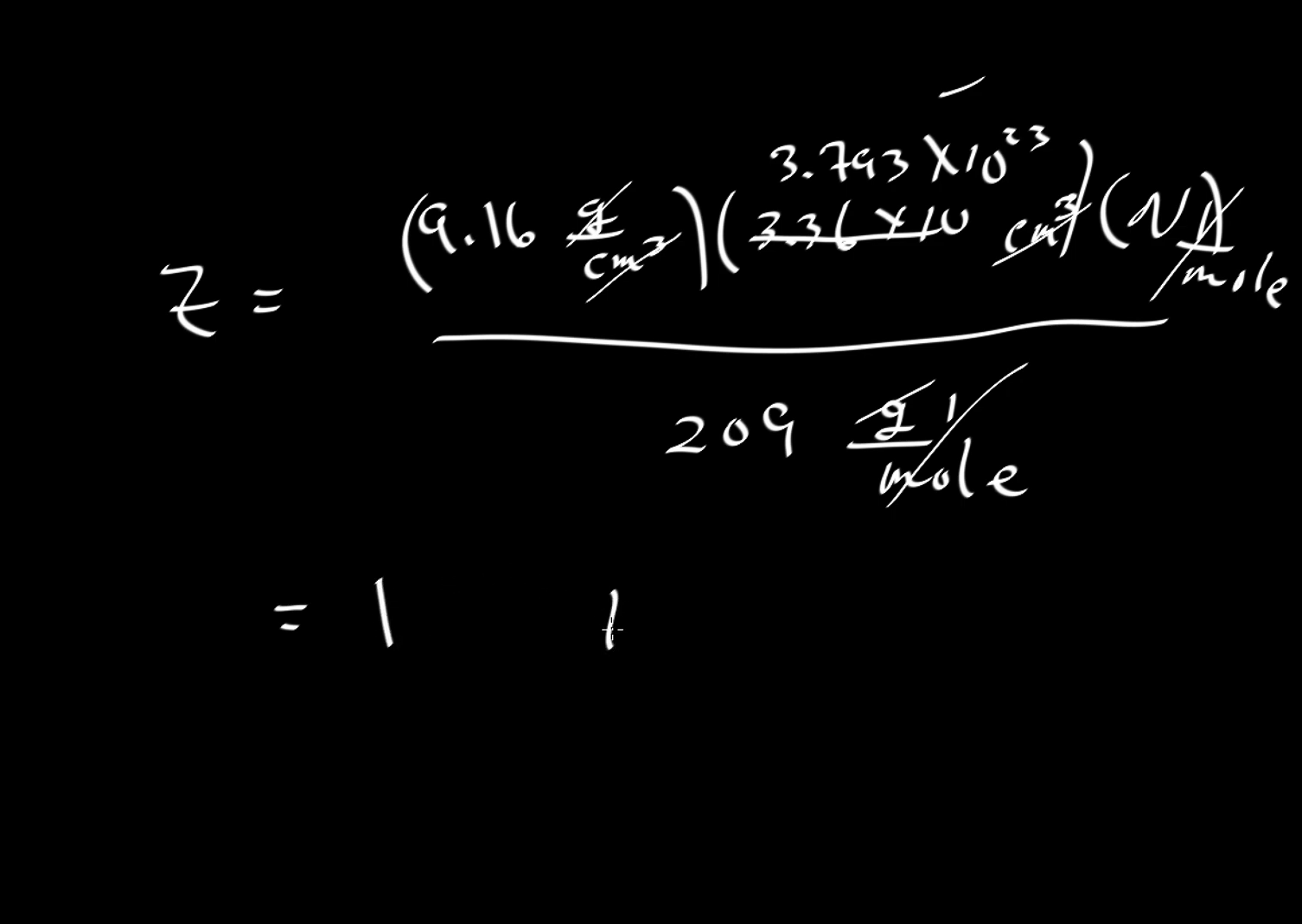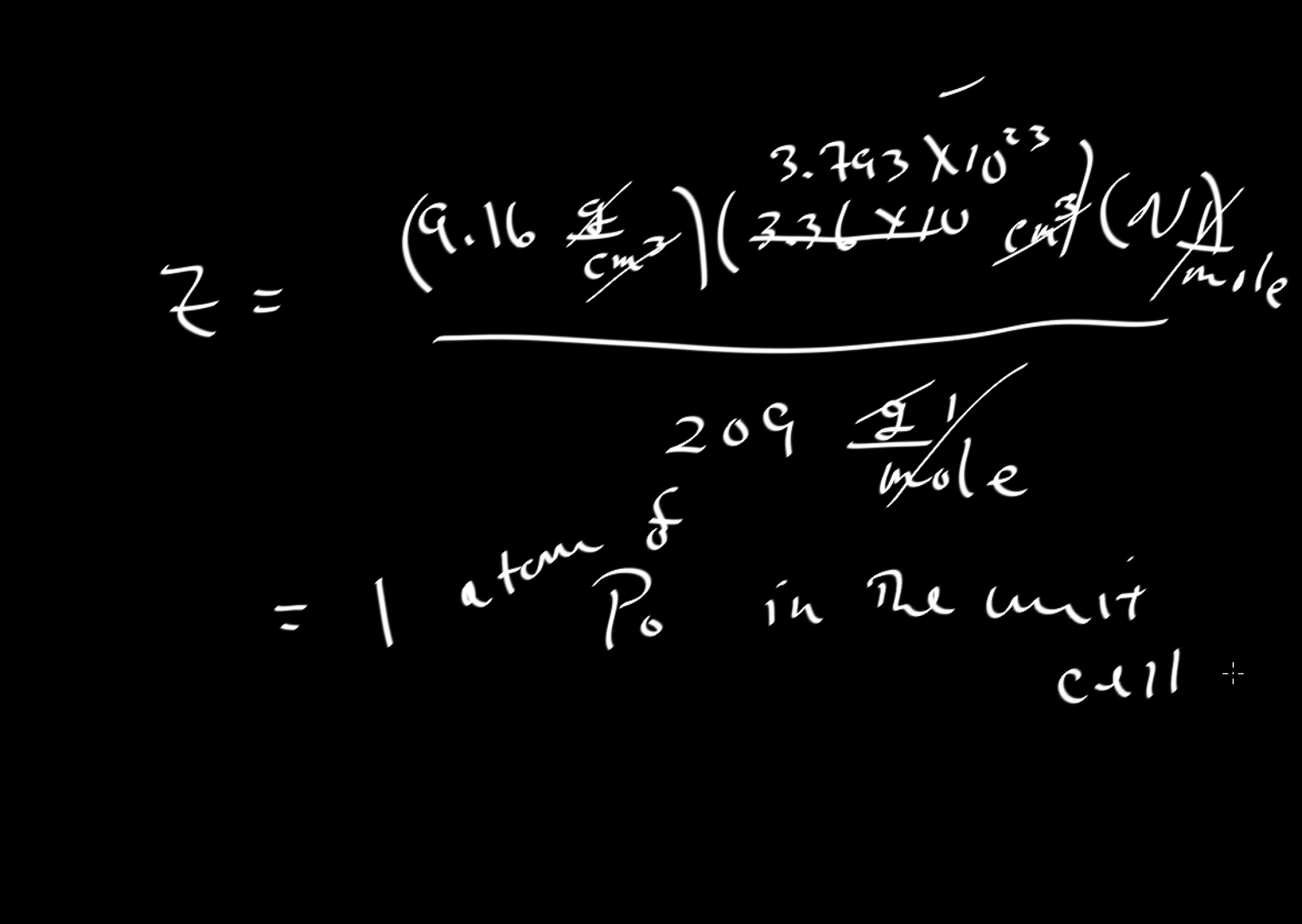So it means that for polonium in its simple cubic configuration, we only need 1 atom of polonium in our unit cell. How could that be? Couldn't we take 1 atom and distribute it in any number of ways and make any kind of pattern? Couldn't we take 1 atom of polonium and make this kind of pattern, and then this kind of pattern? Well, the answer is no.